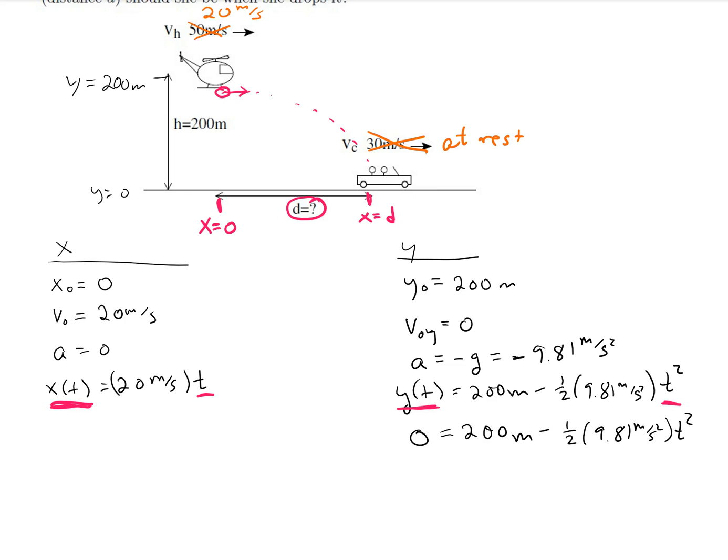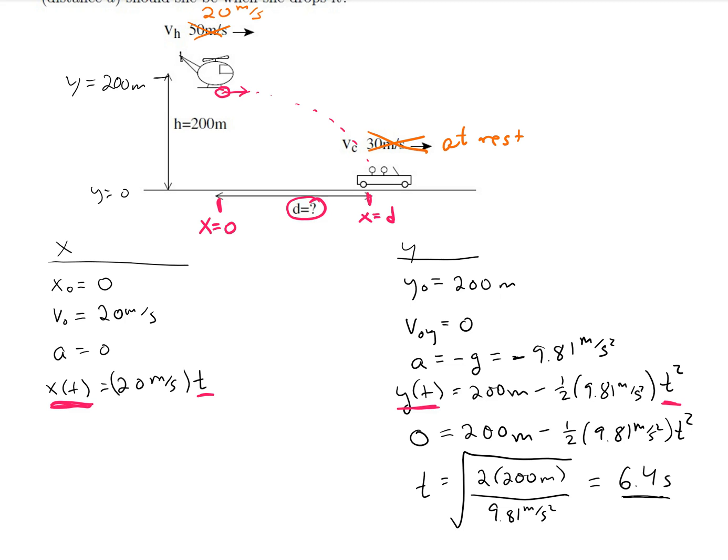And we can rearrange this. You might want to do a few more steps, but you can pause and work through the algebra on your own. So you should get t equals the square root of 2 times 200 meters over 9.8 meters per second squared. And this should give you 6.4 seconds. So that's the time at which the water balloon hits the ground.